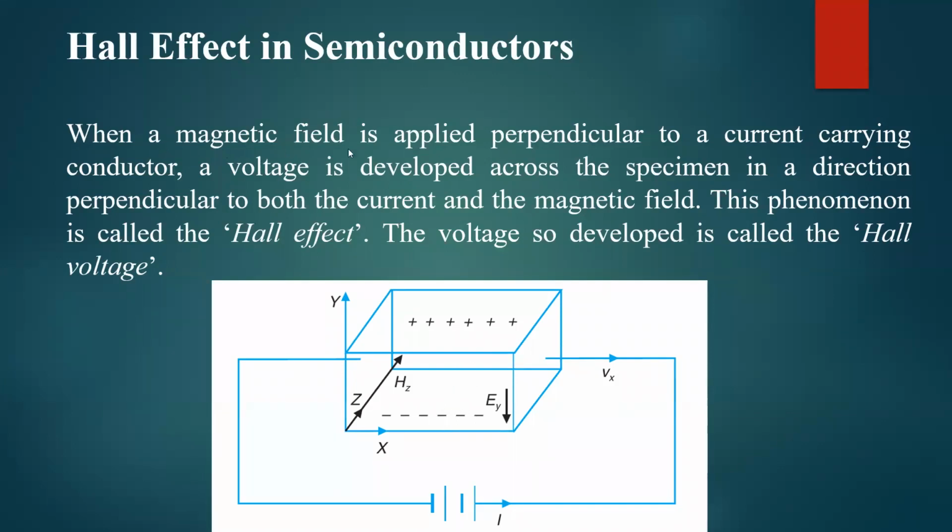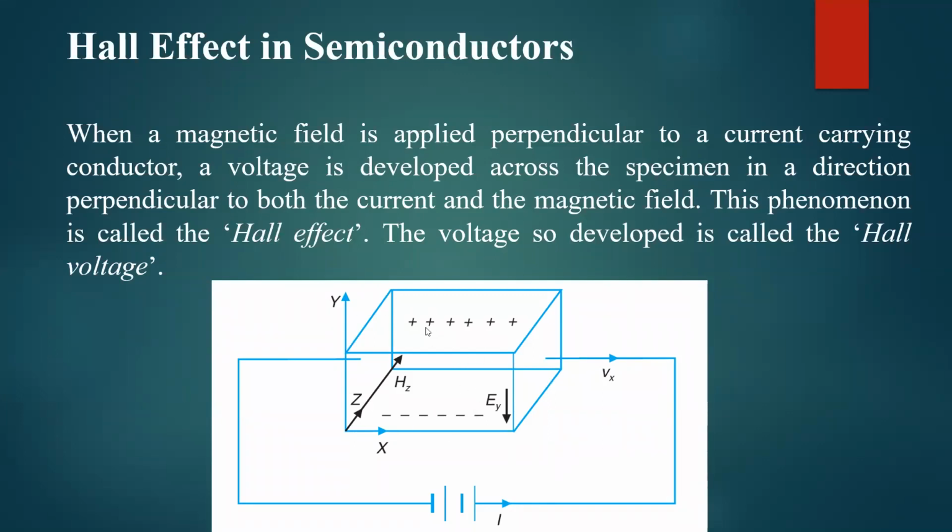So when a magnetic field is applied perpendicular to a current carrying conductor, a voltage is developed across the specimen in the direction perpendicular to both the current and the applied magnetic field. This phenomenon is called the Hall effect. It was discovered by Hall, that's why his name is used to indicate this phenomenon. The voltage so developed is called the Hall voltage.